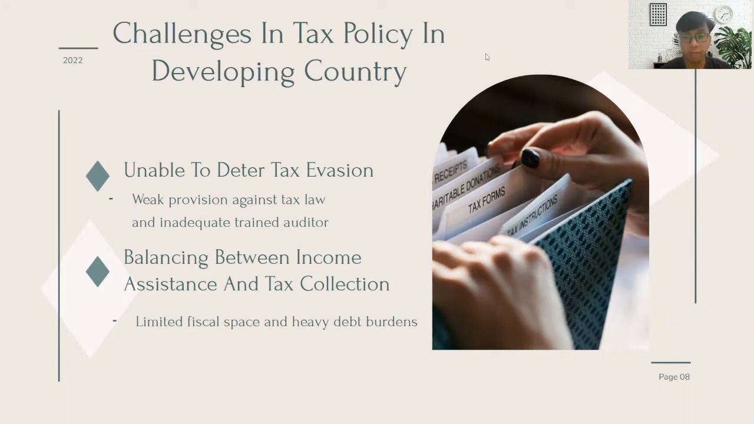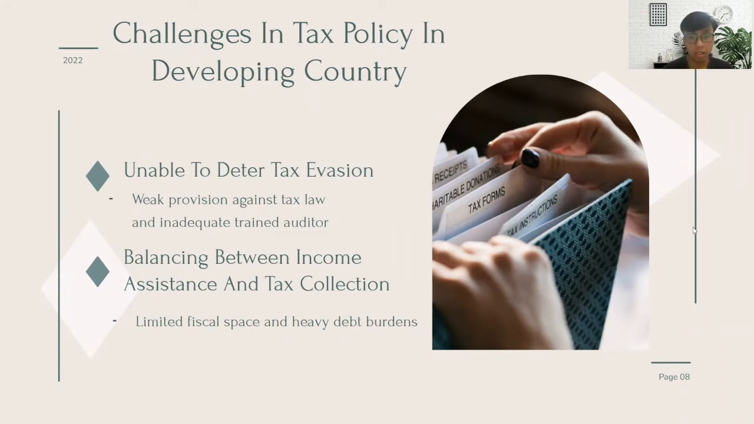Firstly, our team believes developing countries are unable to deter tax evasion. According to Tanzi and Z, many developing countries are currently unable to deter tax evasion due to weak anti-abuse provisions in tax laws and insufficient technical training of tax auditors. Additionally, in the OECD journal in 2021, balancing the requirement to offer income assistance while also collecting taxes had been exceedingly difficult for developing nations with little fiscal space and high debt burdens.